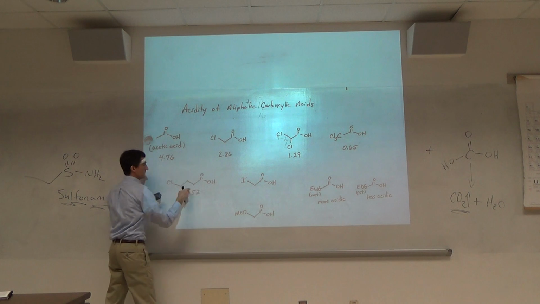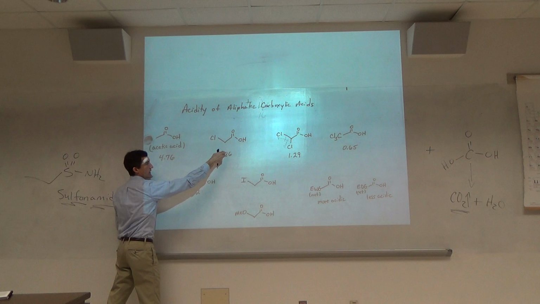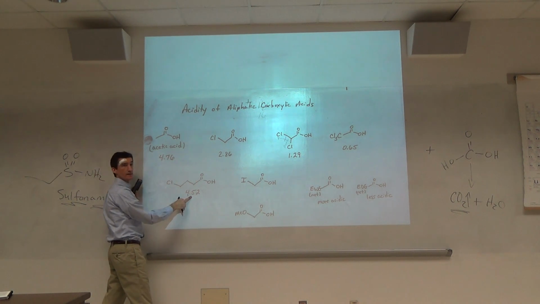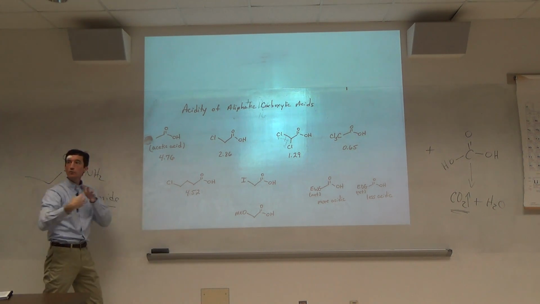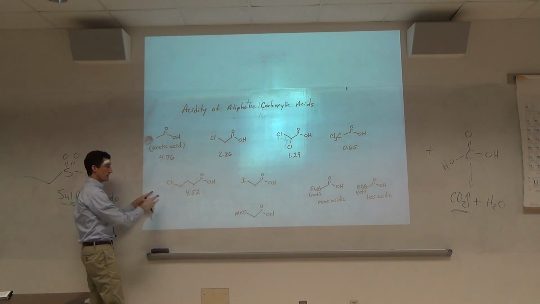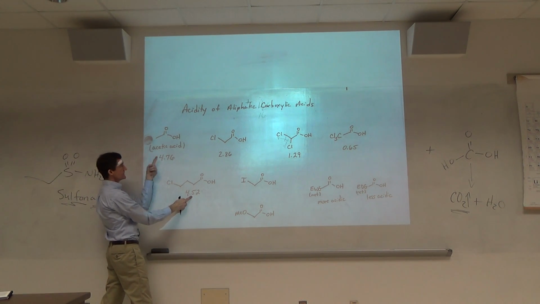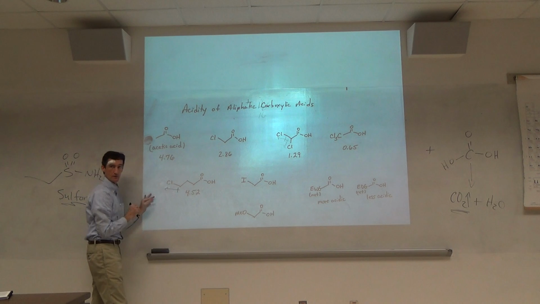Let's compare this to this. What if the chlorine is way out here? Not as acidic. Why? Because the pulling effect sort of tails off as it gets away from where the anion is going to be. But it's still more acidic than if up here, because you still have some pulling, it's just not as predominant as when it's closer.